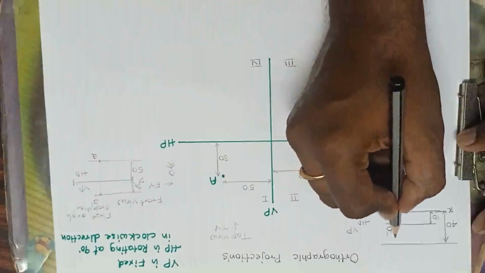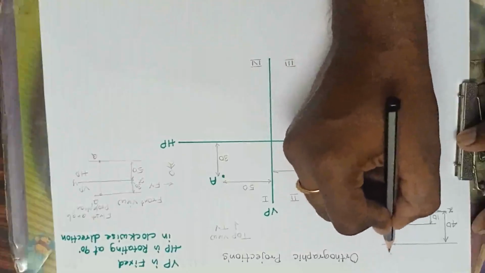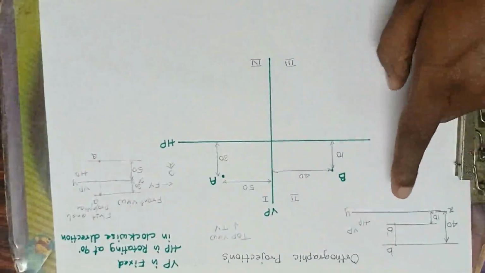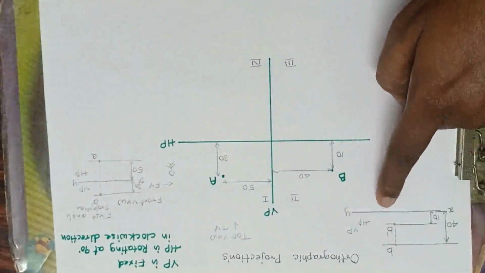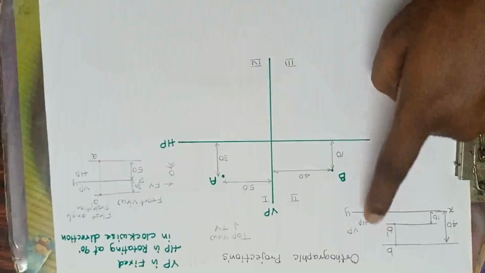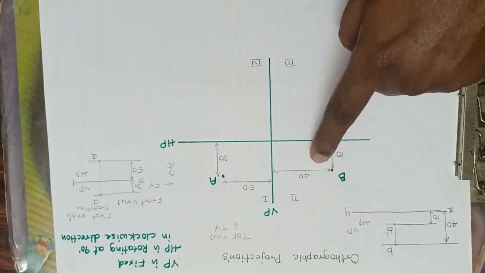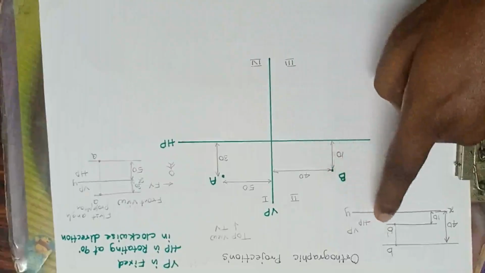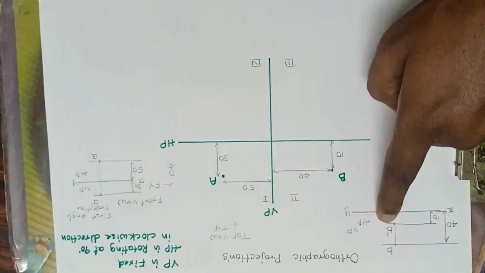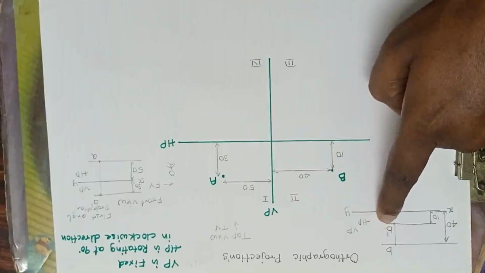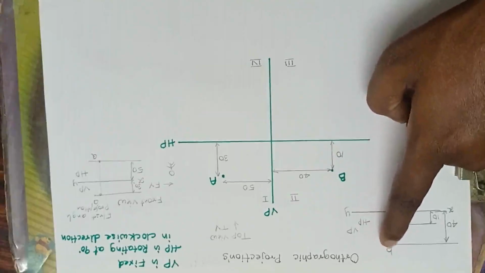Okay. Now this is B. Like this I have to mention it. Both the planes are above the reference line in the second quadrant. Right. Now how am I mentioning it? I am showing that dash. Dash means it is falling on the VP. Without dash, the distance is falling on the HP.